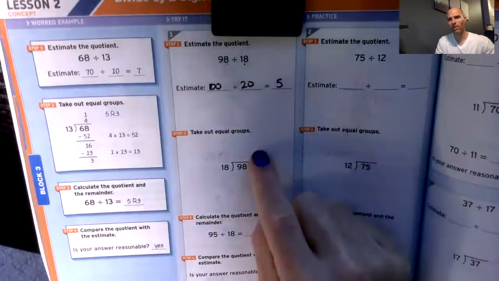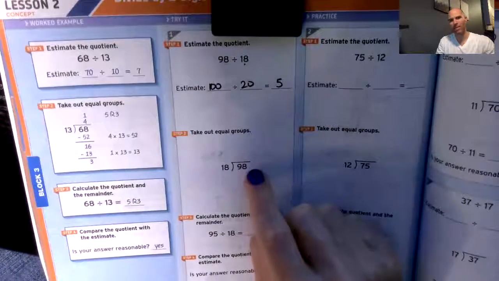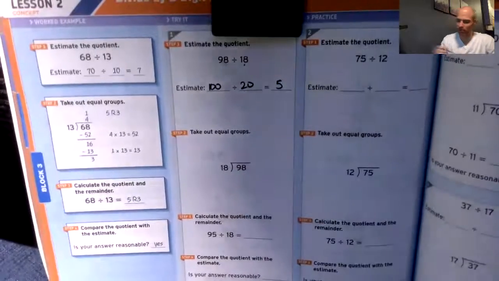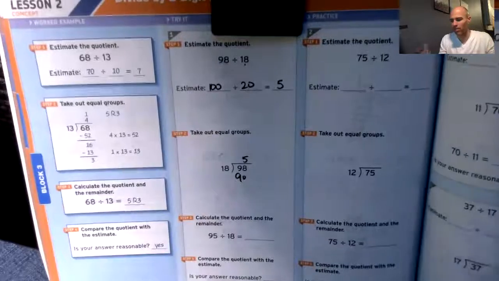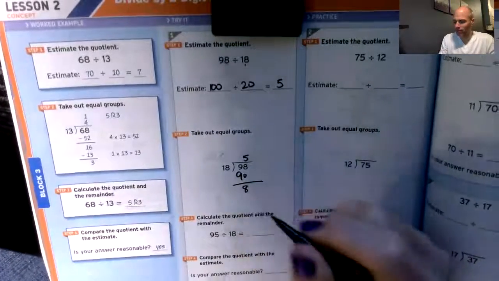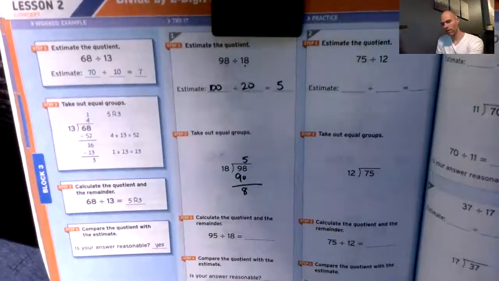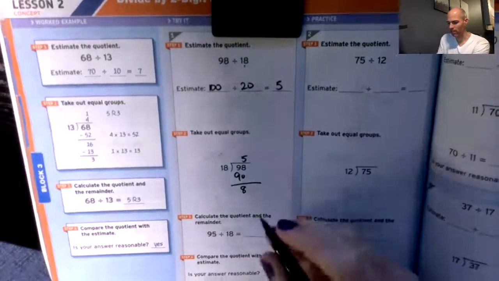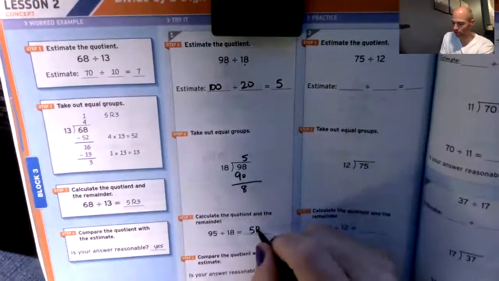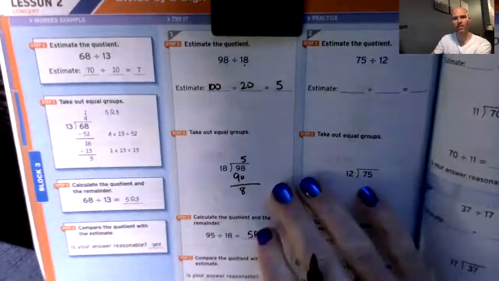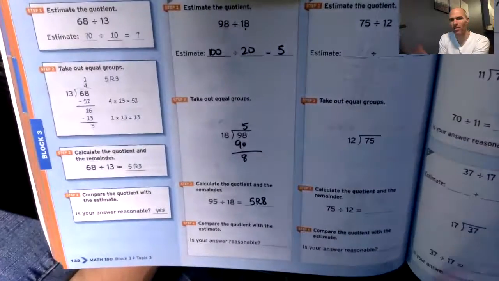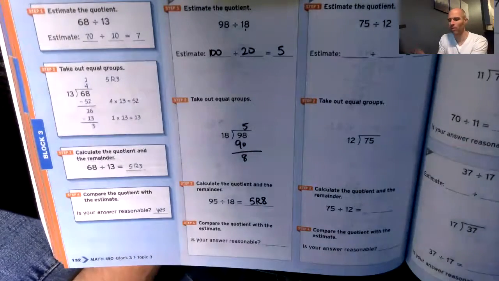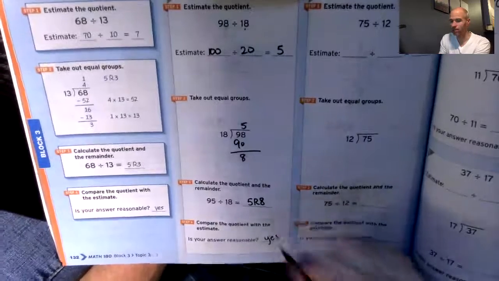And I think that works because if I went 18 times 6, I'd be over 100. So let's put a 5 here. 5 times 18 is 90. We just figured that out with our fingers a moment ago. And when I subtract down, I got 8. And so our answer is going to be 5 remainder 8. And what they're asking down here at the very bottom is, is your answer reasonable? Well, your answer is reasonable if it was close to your estimate. And it was, right? We estimated 5. We got 5, just with the remainder of 8. So I'd say yes, it's reasonable.